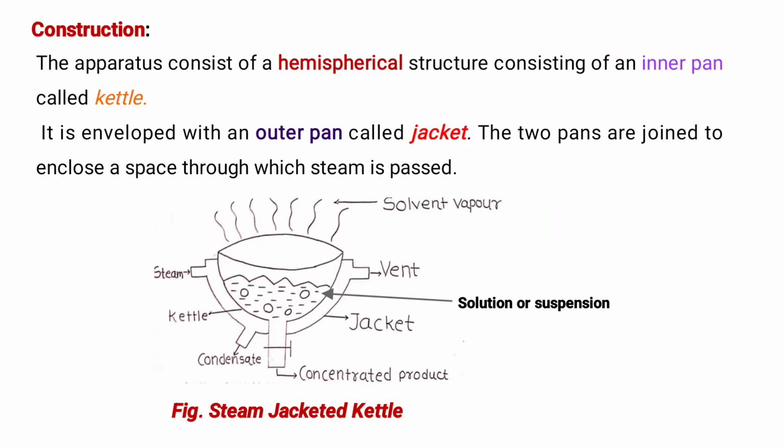Next we learn about construction of the steam jacketed kettle. The apparatus consists of a hemispherical structure consisting of an inner pan called the kettle and an outer pan called the jacket. The two pans are joined, leaving a closed space through which steam is passed. Looking at the diagram, we can see the jacket, kettle, condensate, and steam.